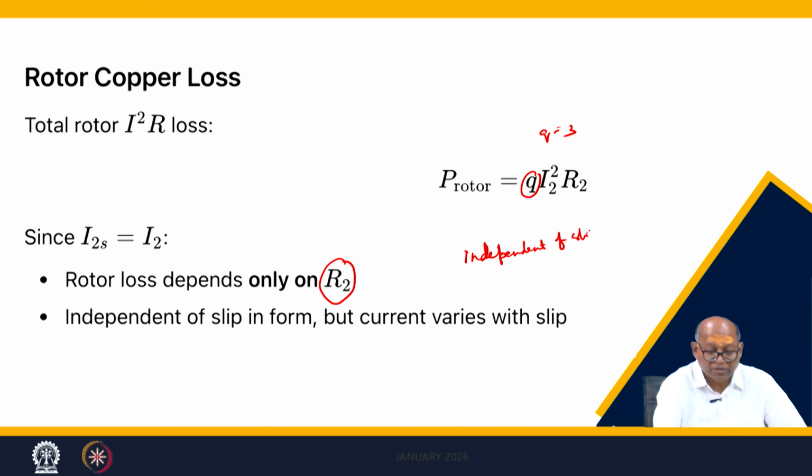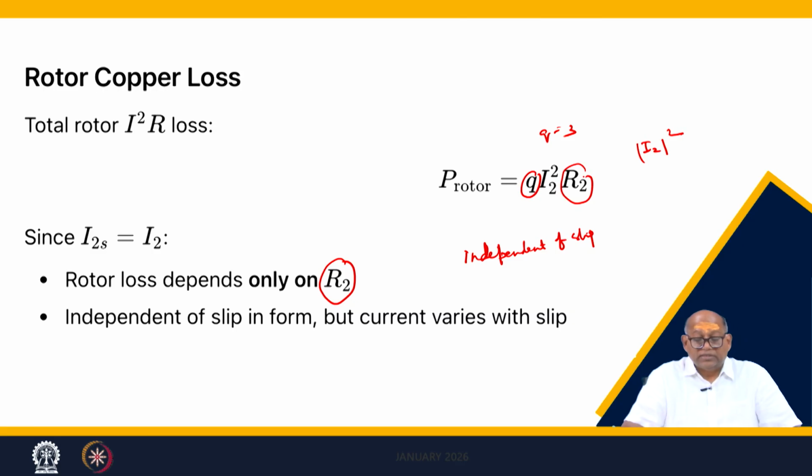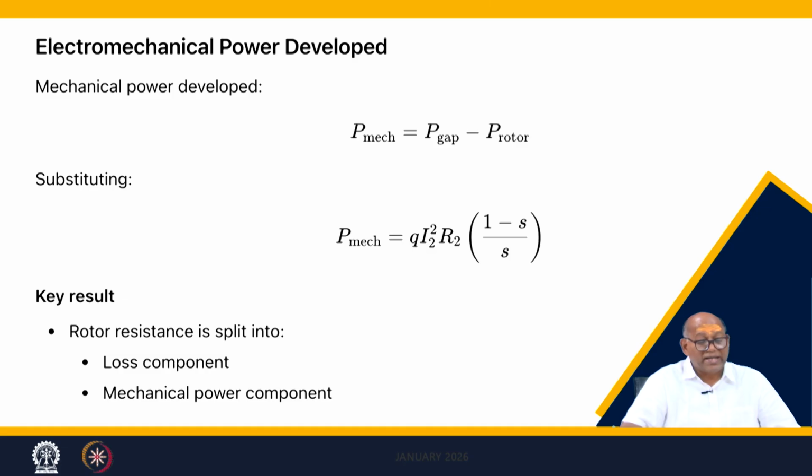It only depends upon the magnitude of the rotor current, I2 squared, and the rotor resistance. You will see why the rotor resistance is important: we can increase or decrease it to change the torque speed characteristic. You will see that.